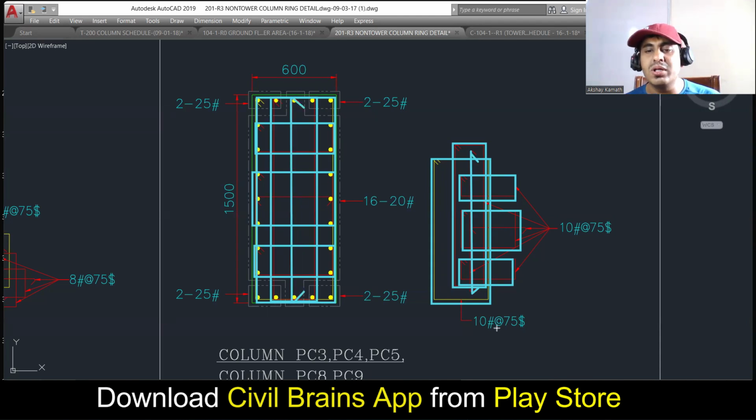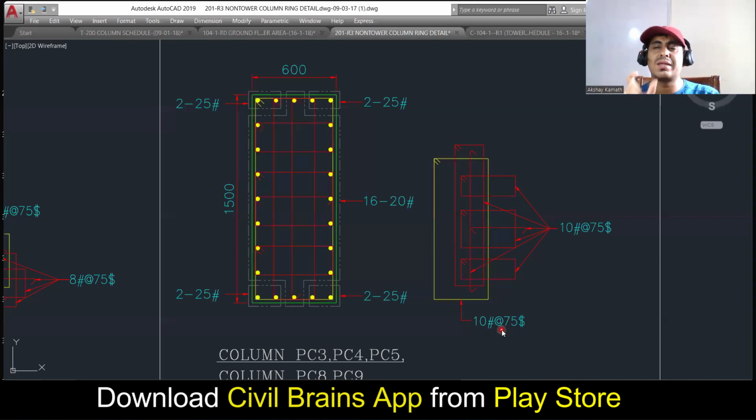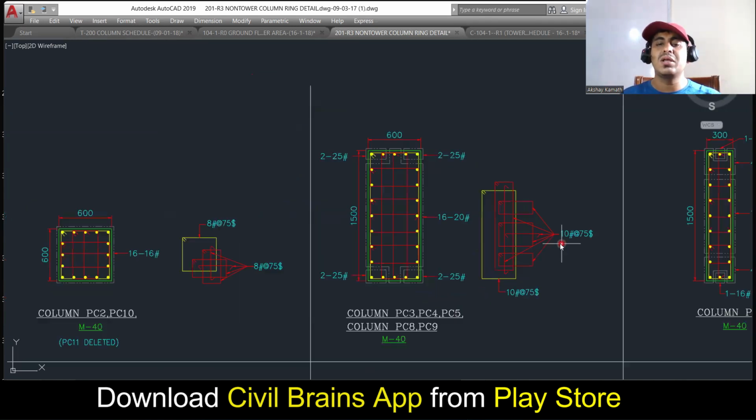How many are there altogether? It's a 10 diameter at 75 center to center spacing you're supposed to give. So whenever you see in the drawing that your spacing is very close, like 75, that will come in the confining zone. That is from the bottom of the beam and from the top of the beam, L0 distance, you're supposed to provide this. In the middle, you will increase the spacing.